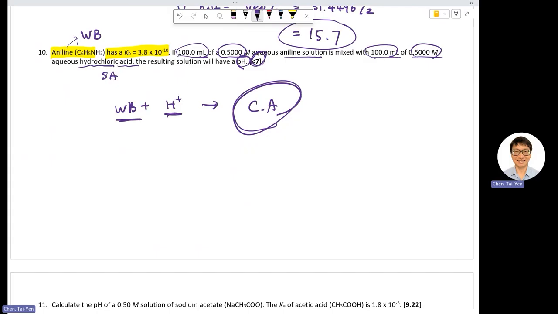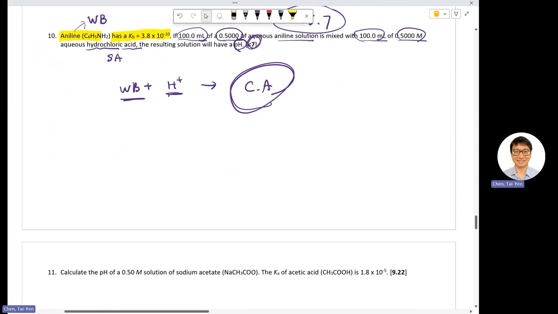So the answer is less than 7. Let's test you: do you have the concept that if a weak base reacts with a strong acid, it generates the conjugate acid of the weak base? If you add the same amount of weak base and strong acid, they consume each other fully and produce only the conjugate acid. Since you have a weak acid in your solution, the pH will be lower than 7. So that's how you solve number 10.